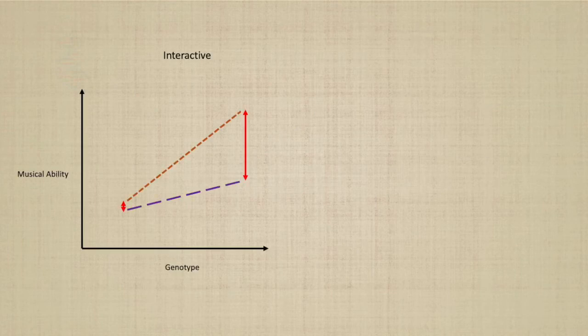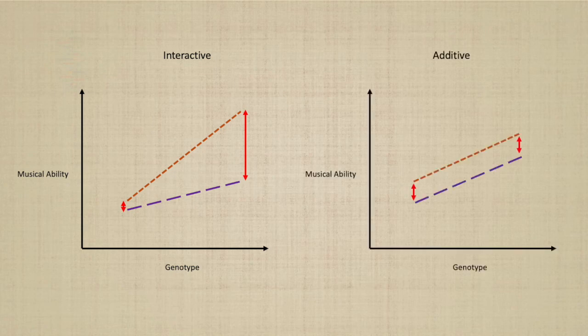environment. In a gene-environment interaction, the interplay of 2 variables, in our example musical ability and genotype, results in more than their sum, meaning that the effects are not solely additive. Additive effects would look like the graph on the right here, where the difference between the 2 environmental conditions remains the same as the genotype increases.